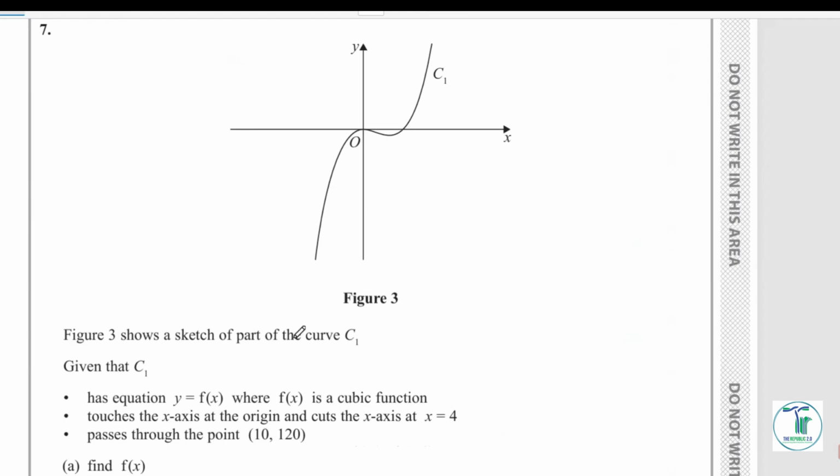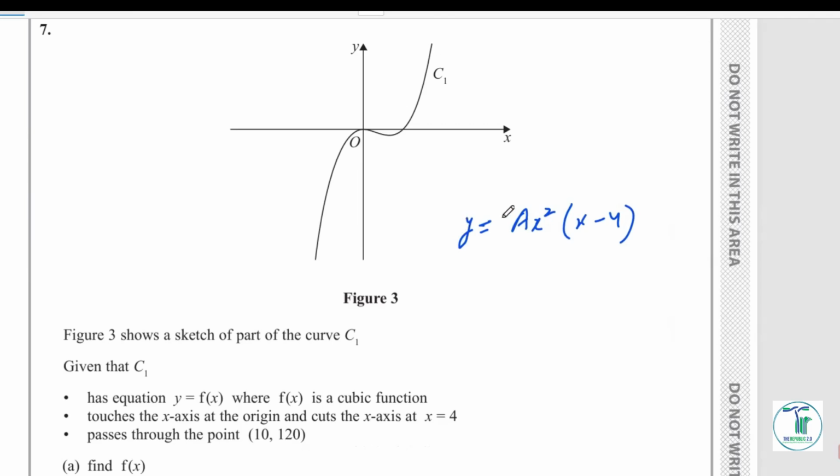Figure 3 shows a sketch of part of the curve C1. It has the equation y equals f of x, where f of x is a cubic function passing through the origin and cutting the x-axis at x equals 4. You can see that this cubic function only has two x-intercepts. So the function is going to be y equals a x squared times (x minus 4). That should be the standard form of a cubic function whenever it has two x-intercepts.